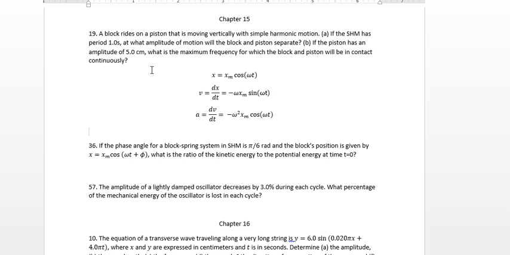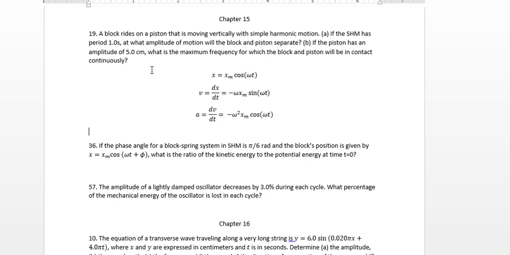Because we know it's simple harmonic motion, we know its position is just sinusoidal. You can start with cosine or sine, it doesn't matter, because the difference between cosine and sine is just a phase angle. We know that the velocity goes as a sine, and the acceleration goes as a cosine. And so in part A, what is the amplitude at which the piston and the block separate?